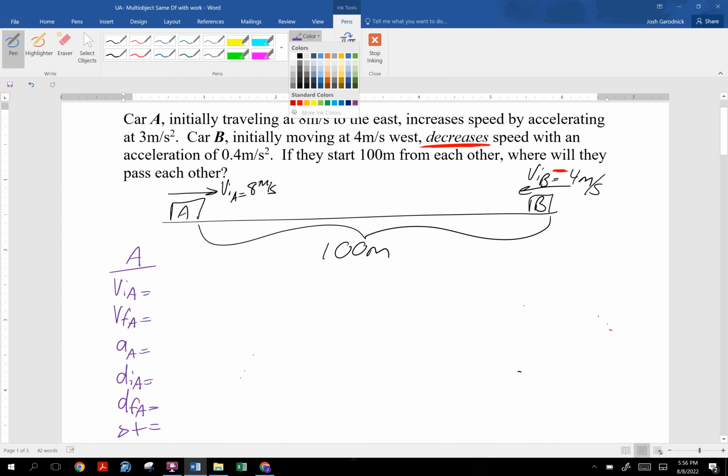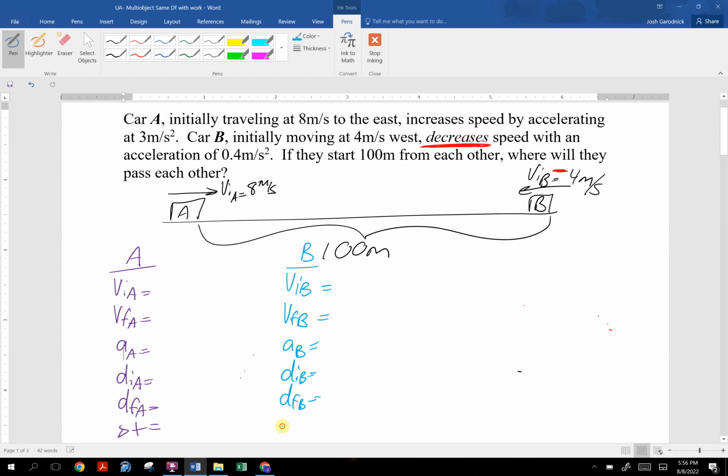I'm going to do the same thing with object B. I'll move it over here, I guess. Oh, I thought it was going to be green, but it's blue. Surprise. The initial velocity of B. This video will not be edited, so you are stuck with that. The acceleration of B. Again, we are separating initial and final positions. And delta T. All right.